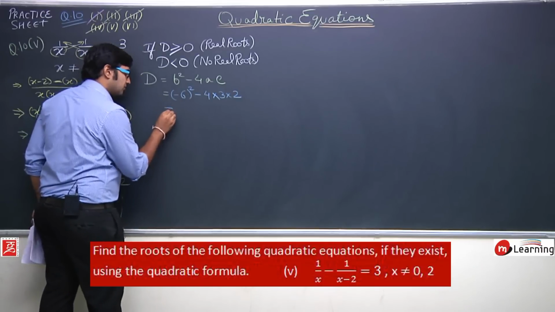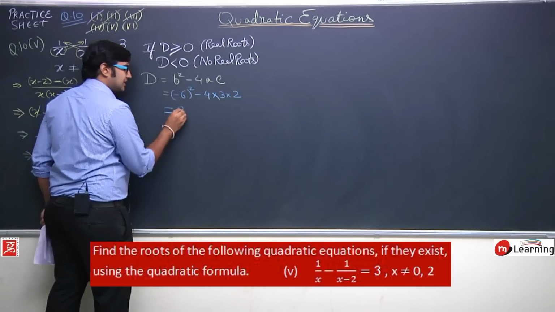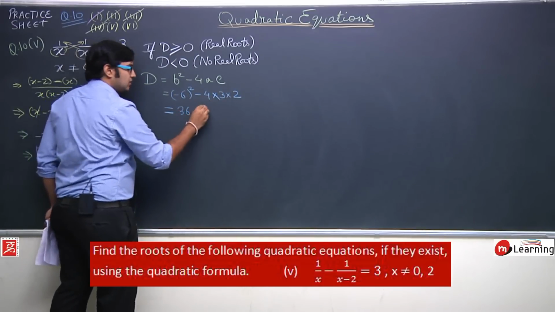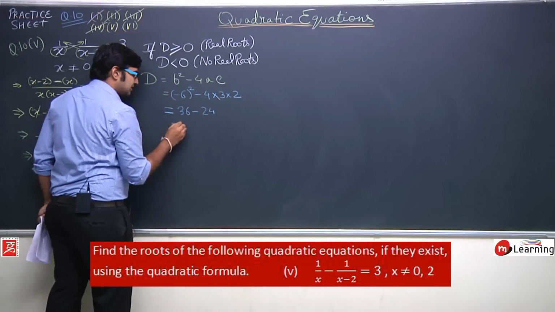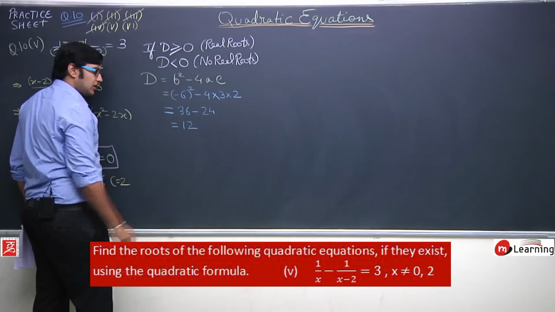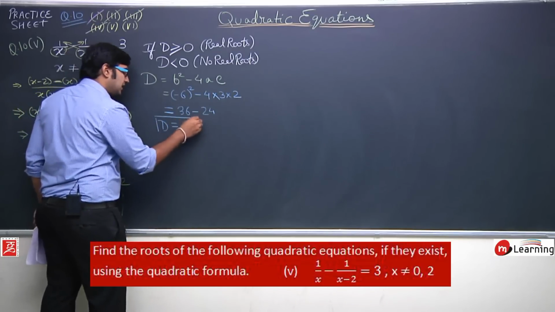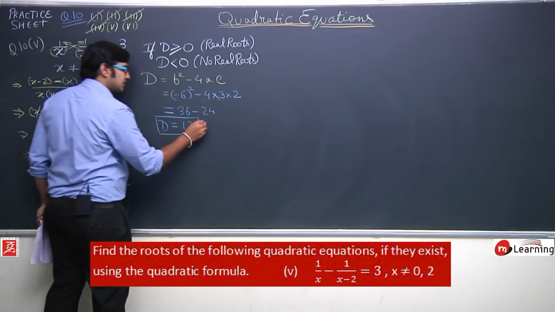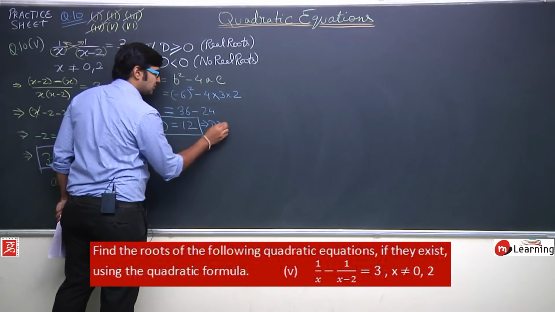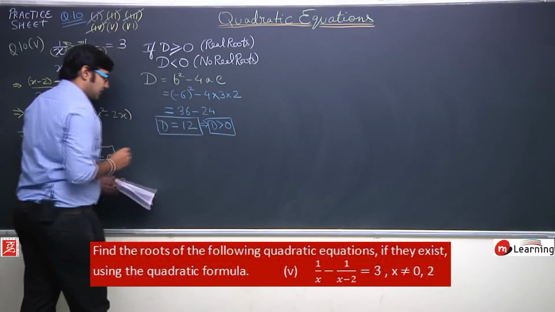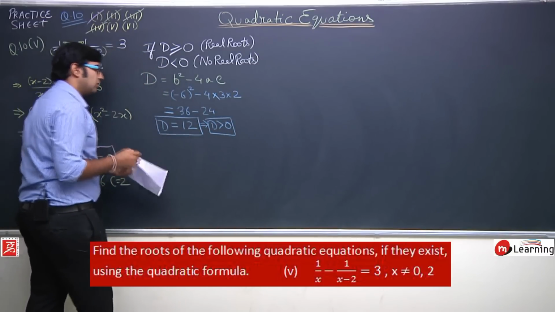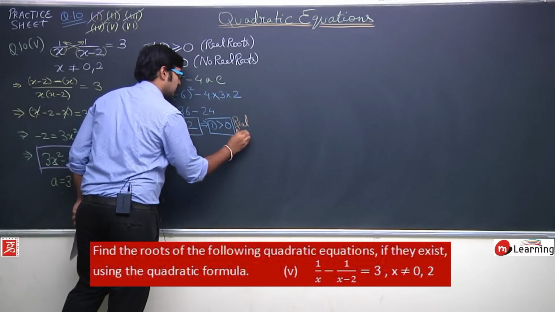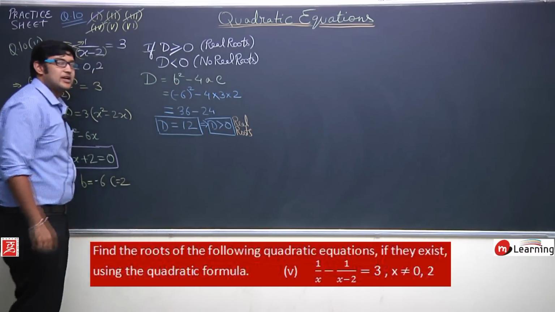Solving this further, 6 into 6 is 36 minus 4 into 3, 4 3s are 12, 12 2s are 24. So this is equal to 12. So the value of discriminant d is equal to 12. Now if discriminant is equal to 12, it means it is greater than 0, and if it is greater than 0, it means we are going to have real roots. So we have real roots for this quadratic equation.